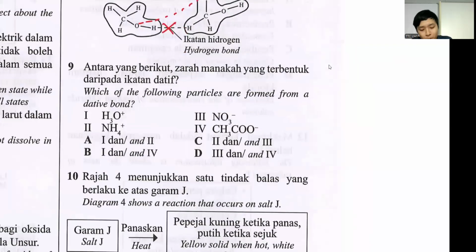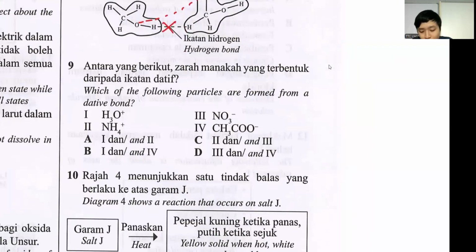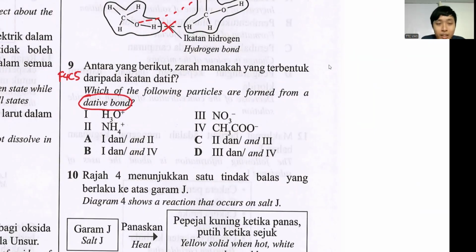Question 9. Which of the following particles are formed from a dative bond? This one is Form 4, Chapter 5 also. This is actually a very easy question. If you don't know what a dative bond is, it's some sort of covalent bond where the hydrogen ion is the poor guy, so you have somebody to share 2 electrons, a lone pair of electrons, to the hydrogen ion, which is water, and the other one is ammonia molecule.